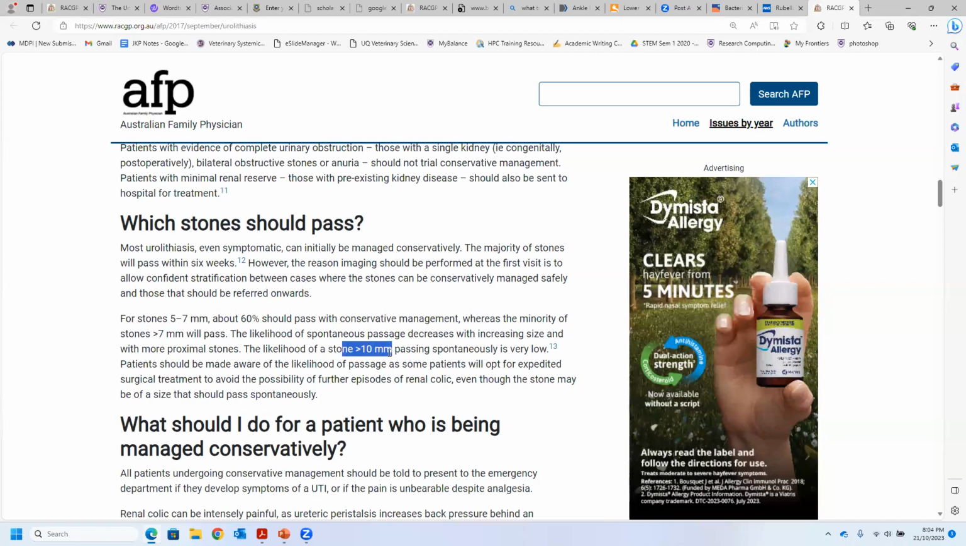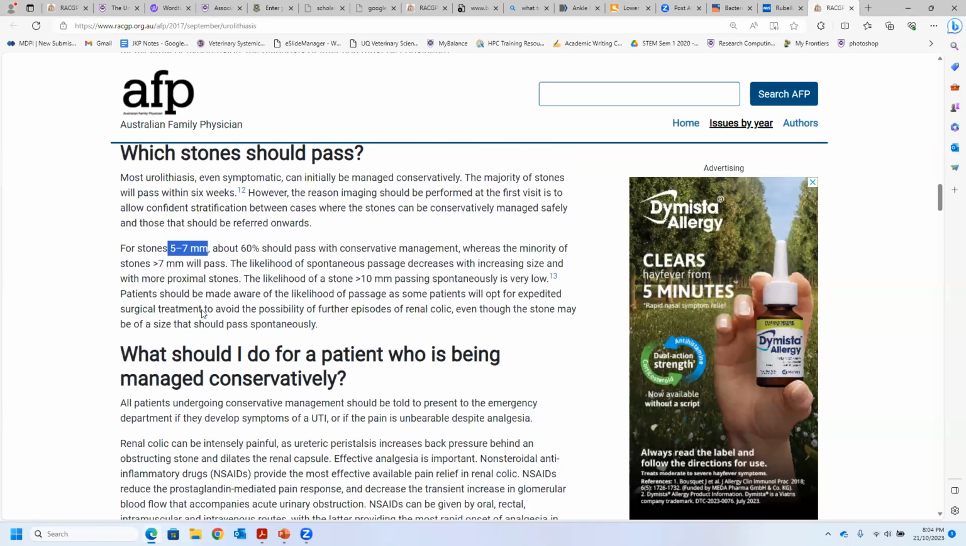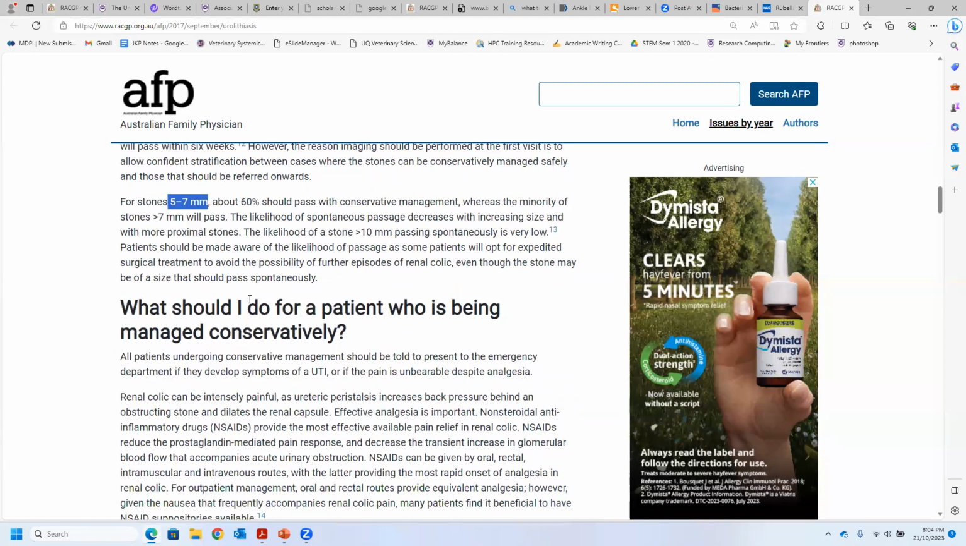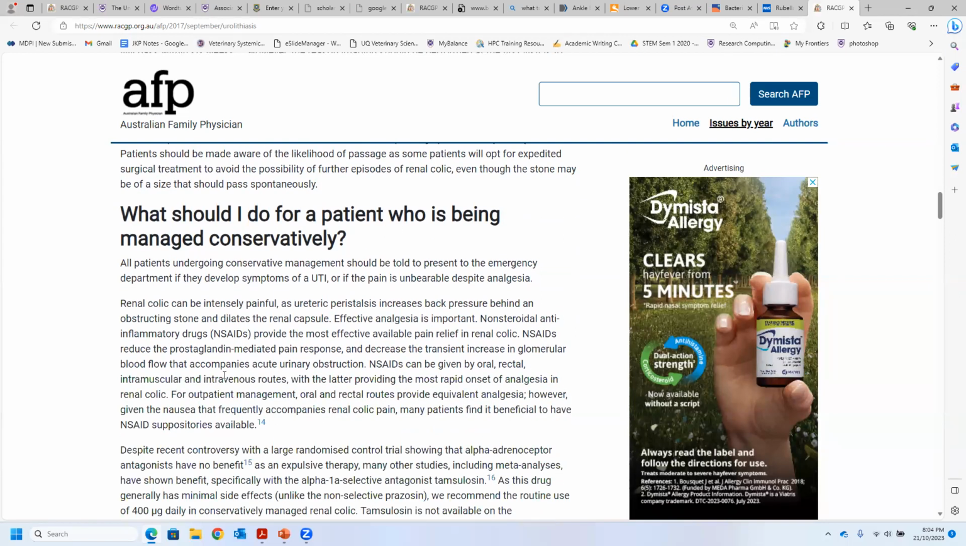But if it is more than 10 millimeter, the chances of them passing are very low. So for these patients, we usually give them NSAIDs that help the ureter to expel them. So with these stones, don't be worried that much. It can pass on its own. And we usually ask the patients to pee in a jar for the next 3 days so that they can tell us if they have passed it or not. But more than 10, you need intervention for that.